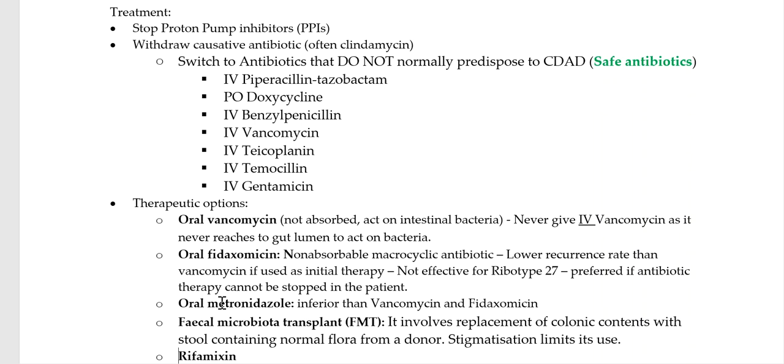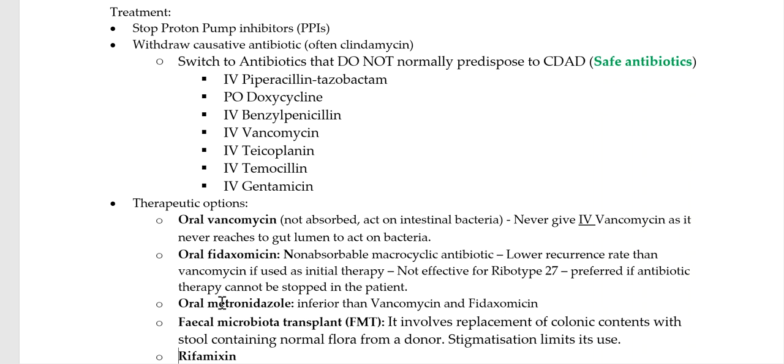Oral fidaxomicin is a non-absorbable macrocyclic antibiotic. It has a lower recurrence rate if it is used as initial therapy compared to vancomycin. It is not effective for ribotype 27. Otherwise, it is a preferred antibiotic if antibiotic therapy cannot be stopped in the patient. Oral metronidazole is inferior to vancomycin and fidaxomicin.